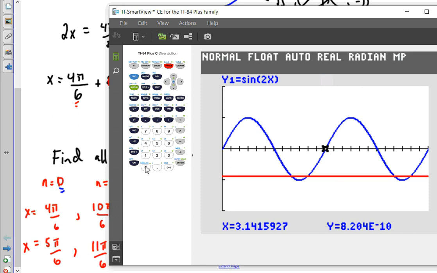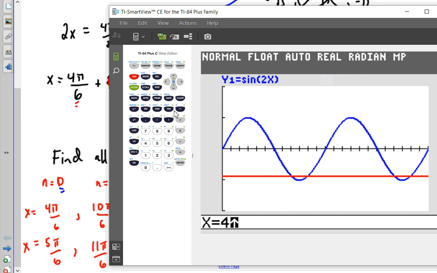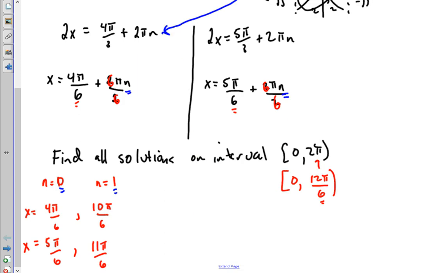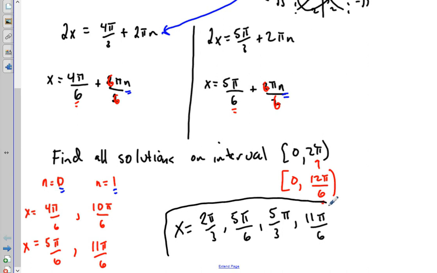If you just want to test one, just make sure you did it correctly. Press trace. We can just go 4 pi divided by 6. Press enter. And we can see that's going to be the value. Obviously, with all these, we can simplify them if we wish because they are multiples. So if we just want to have our correct solutions, we could just write them as 2 pi over 3, 5 pi over 6, 5 pi over 3, and also 11 pi over 6. And that would be our simplified solutions.